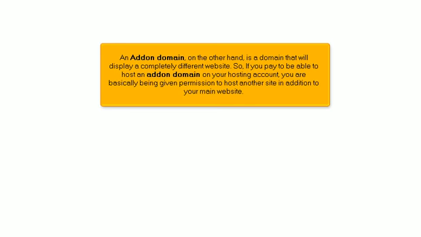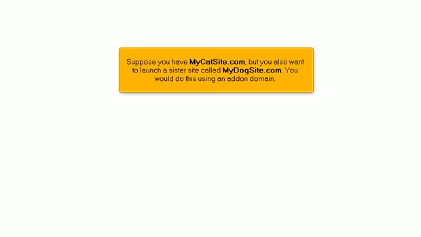An add-on domain, on the other hand, is a domain that will display a completely different website. So, if you pay to be able to host an add-on domain on your hosting account, you are basically being given permission to host another site in addition to your main website. Suppose you have mycatsite.com, but you also want to launch a sister site called mydogsite.com. You would do this using an add-on domain.